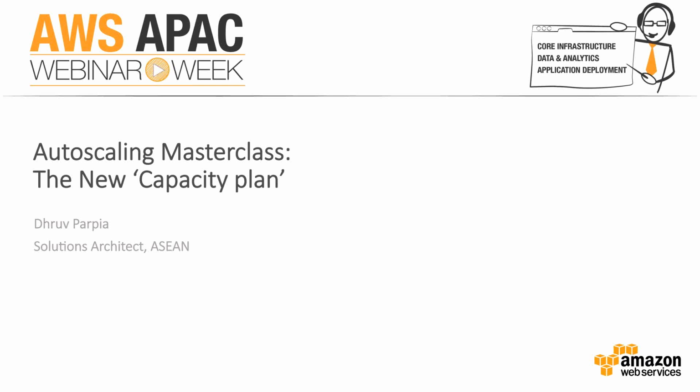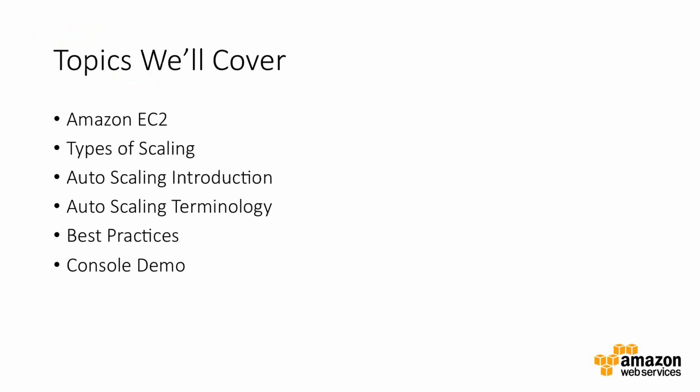So the topic for today is Autoscaling Masterclass, the new capacity plan. I am a solutions architect and I cover the Southeast Asia region for Amazon Web Services. And for today, we're going to cover a whole host of topics, including a small introduction into Amazon EC2, types of scaling on the platform. I'm going to introduce autoscaling after that, and then talk about the terminology that we use with autoscaling as well. We're going to cover a few best practices, and then at the end, we're going to have a small demo using the Amazon Web Services console.